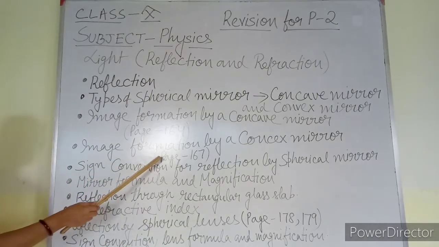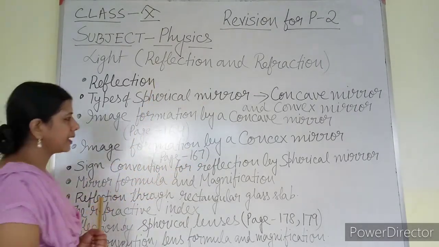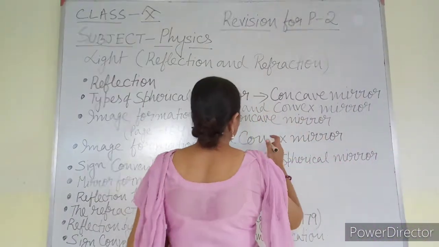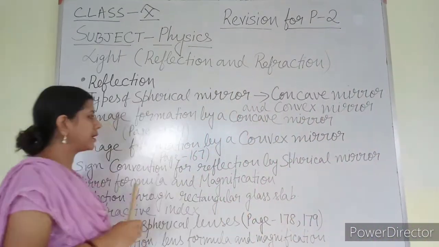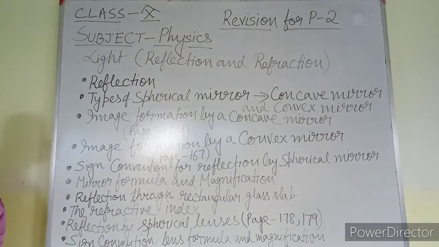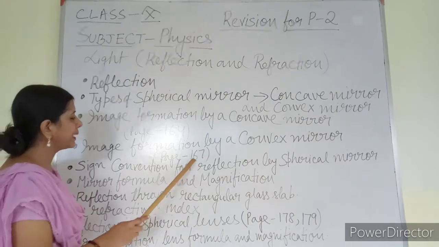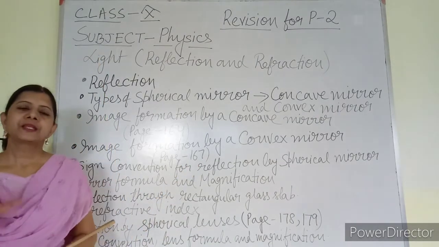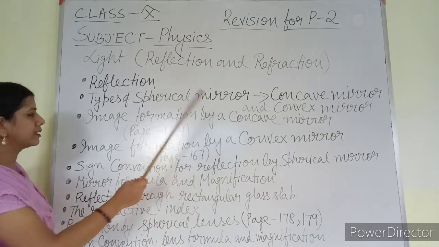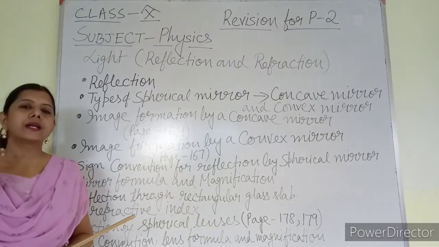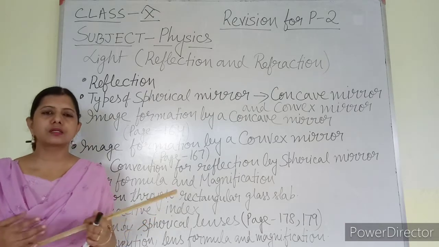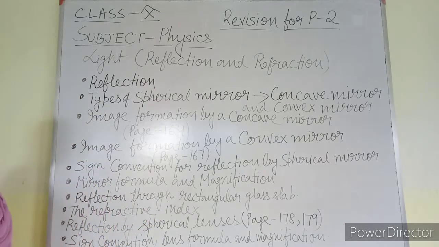Next is image formation by convex mirror. I have written it wrong. It is convex mirror. So image formation by convex mirror is on page number 167 of the NCERT book. In tabular form it is given that if I take the mirror as a convex mirror, where the object will be placed and what will be the image, what is the nature of the image, everything.